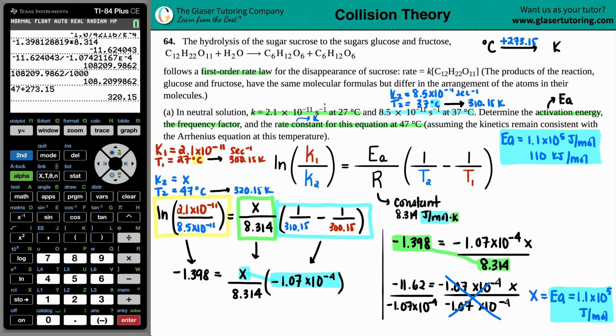Okay, so now using the same formula, the X value is not going to be the EA, right? It's going to be K2. That's going to be the X value. But now, what are we going to plug in for EA? Yeah, we're going to plug in what we just found out. For a balanced equation, your activation energy is going to be constant. So it doesn't matter what K values and what temperatures you're using, that activation energy is going to be the same. Now, since the R value is in joules, we have to use the joule value. So we're going to use 1.1 times 10 to the 5th joules per mole for this one.